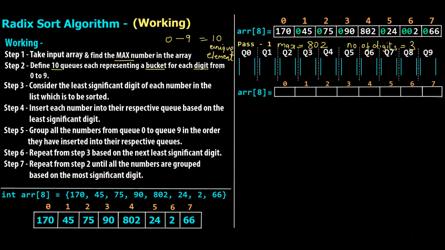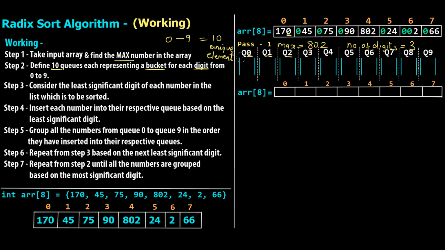In Radix Sort, we apply counting sort to individual digits and not the entire number. So if you take one digit at a time, obviously it is going to fall between 0 to 9 only. Hence, we only require 10 unique queues, each representing a bucket for each digit from 0 to 9. In a decimal system, we have 0 to 9 as the unique digits, right? So Q0 represents number 0, Q1 represents number 1, Q2 represents number 2. That's why we've created 10 queues over here.